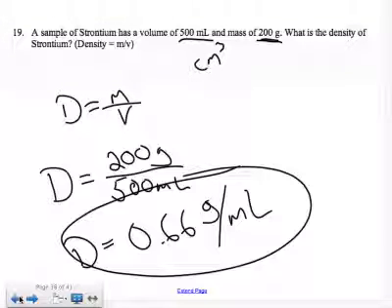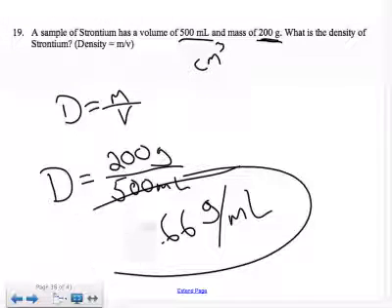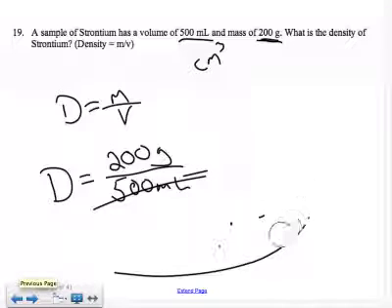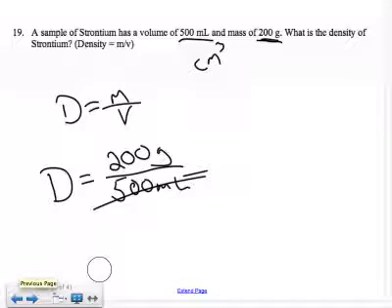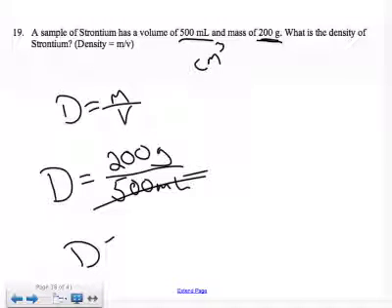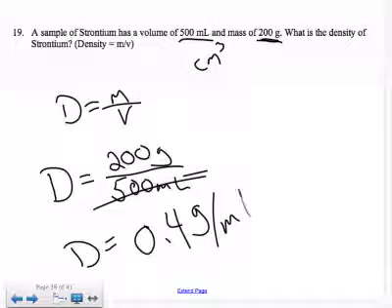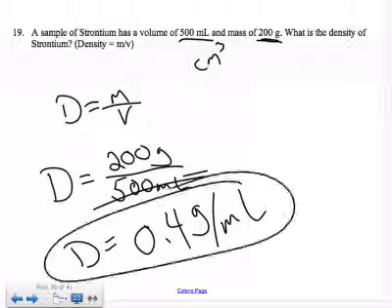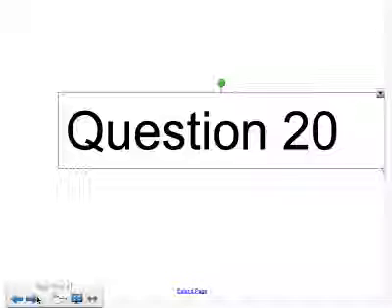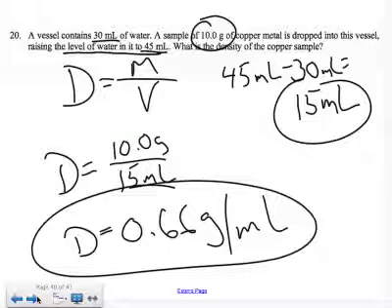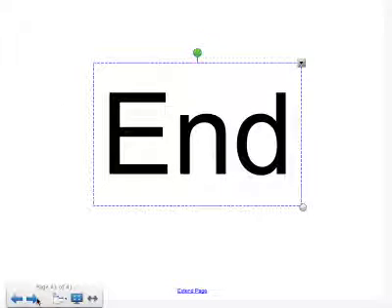So for number 19, I did the math wrong. I was looking at the wrong answer on the answer key. 200 divided by 500 is not 0.66. 200 divided by 500 is 0.4 grams per milliliter. So sorry about that. That is the answer for number 19, and number 20 should be 0.66 grams per milliliter, and that is the end of the practice test.